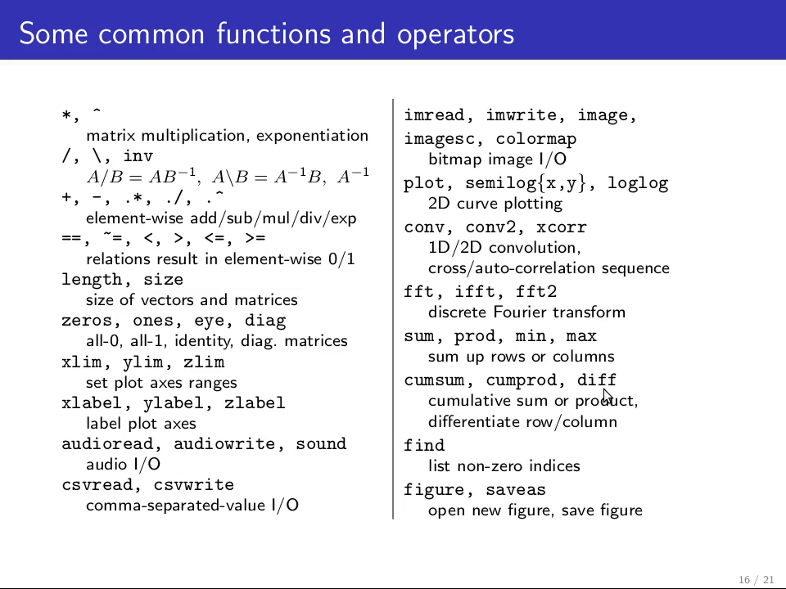There's a diff function that kind of calculates a discrete differential. It basically outputs a vector where each element is the difference between one element in the input vector and its neighbor. We mentioned already the find function, and also you can have multiple figure objects open simultaneously if you want to show several plots simultaneously, and each of these you can save into a graphics file.